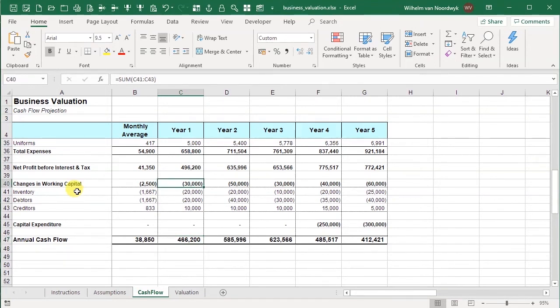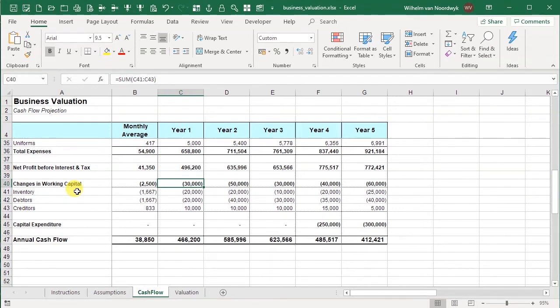We also provide for capital expenditure to be included in the annual cash flow calculation, because with the increase in turnover and that growth in turnover, you may need to spend on your infrastructure in order to achieve those turnover growth goals.